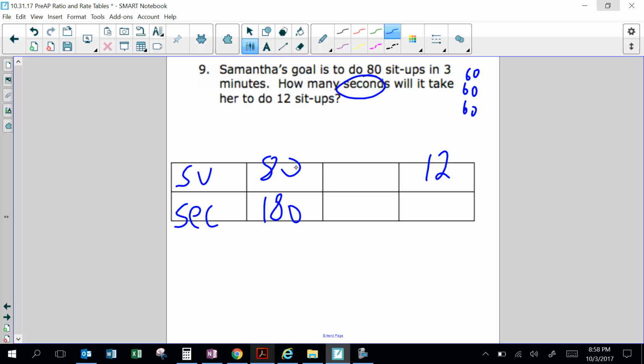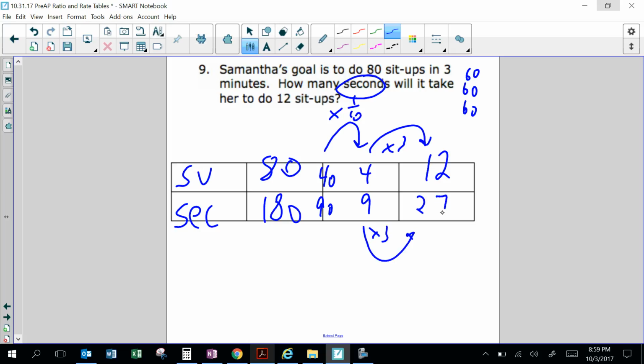Can 80 go into 180, or can 180 go into 80? No. What type of number do you see here? I see even numbers. Could we simplify this? Half of it would be 40, 90. Can I simplify this again? Divide both of these by 10, or times it by a scale factor of 1/10. 40 tenth is 4. 90 tenth is 9. Now, what's the scale factor from 4 to 12? Times 3, times 3. So she can do 12 sit-ups in 27 seconds.